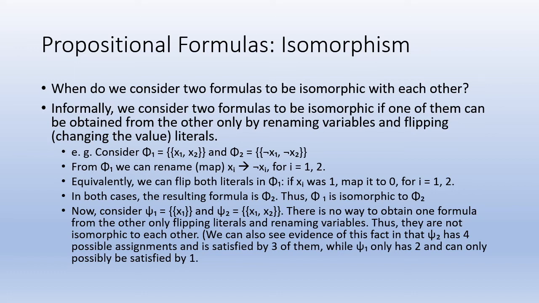Now consider a different pair of formulas, psi1, which is just x1, and psi2, x1 or x2. There is no way to obtain one formula from the other only by flipping literals and renaming variables, because we cannot map two variables into one. Thus, they are not isomorphic to each other. We can also see evidence of this fact in that psi2 has 4 possible assignments and is satisfied by 3 of them, while psi1 only has 2 and can only possibly be satisfied by 1.